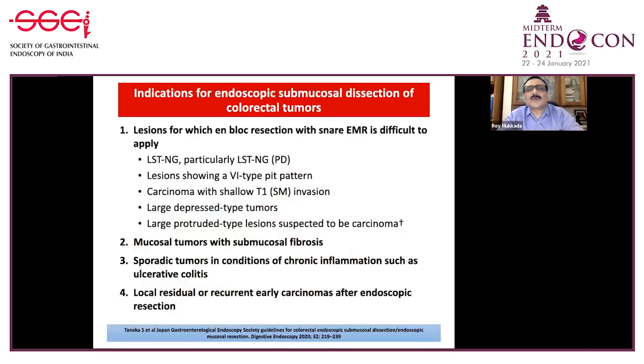For lesions for which en bloc resection with snare EMR is difficult, you need to go for ESD. The indications for ESD are: lateral spreading tumor non-granular, particularly with pseudopolypoid lesions; lesions showing VI type pit pattern; carcinoma with shallow T1 SM invasion; large depressed type tumors; and large protruded type lesions suspected to be carcinoma. All of these have to go for ESD. Also mucosal tumors with submucosal fibrosis, sporadic tumors in conditions of chronic inflammation such as ulcerative colitis, and local residual or recurrent early carcinomas after endoscopic resection.